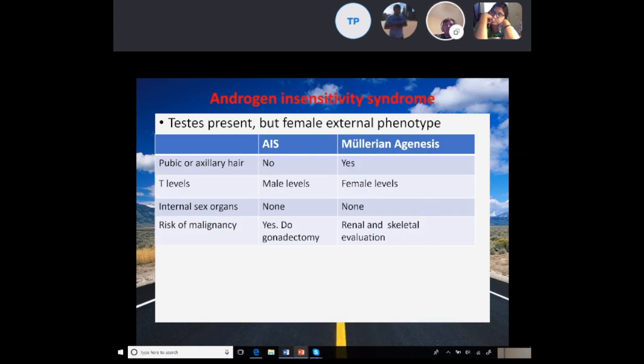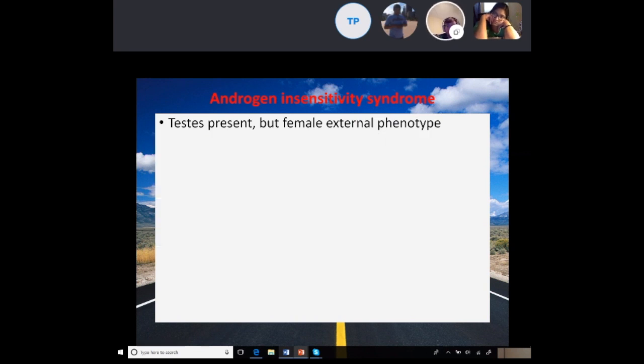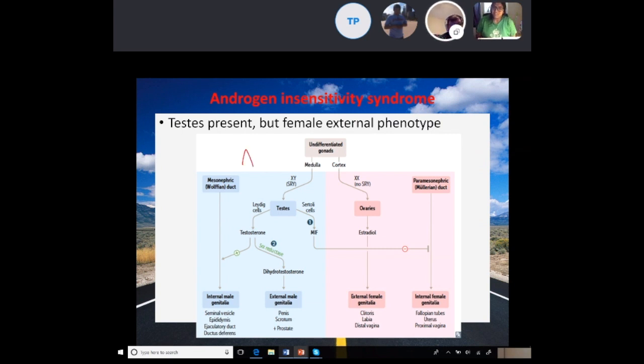So there are two pathologies that are very similar: androgen insensitivity syndrome and Mullerian agenesis. The main difference you can see externally is that there's no axillary or pubic hair in AIS, and there is in Mullerian agenesis. So why is that? In androgen insensitivity syndrome, we have an external appearing female, but she is 46XY.